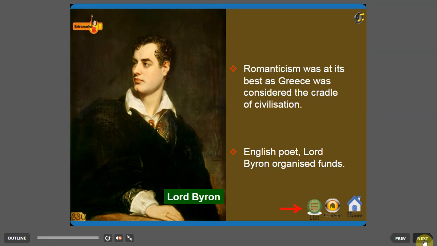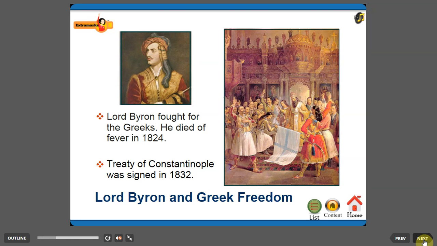Romanticism was at its best as Greece was considered the cradle of civilization, and during that time a very famous English poet called Lord Byron also organized funds for this war. He also fought for the Greeks, but he died of fever in 1824, and finally in 1832 all the Europeans forced the Ottoman Empire to sign the Treaty of Constantinople, and Greece was given independence.